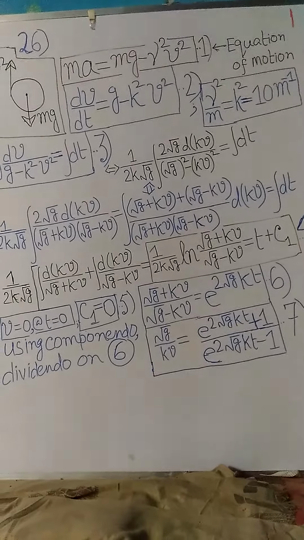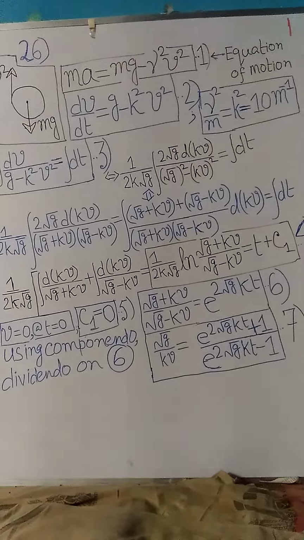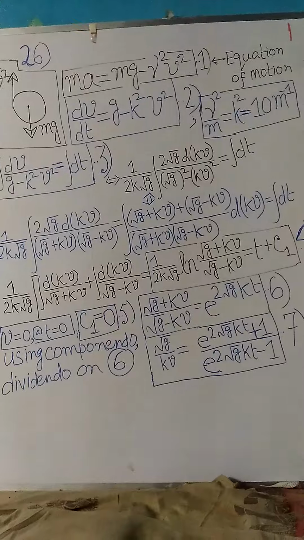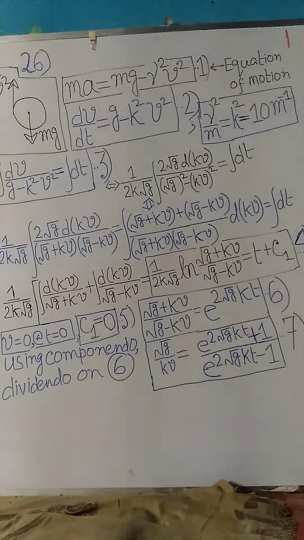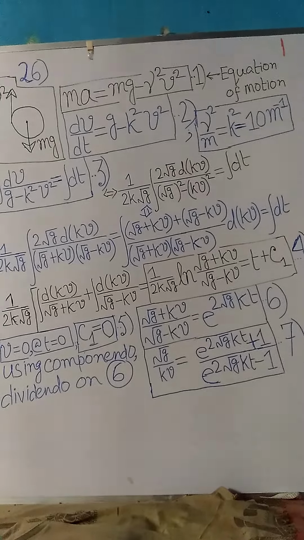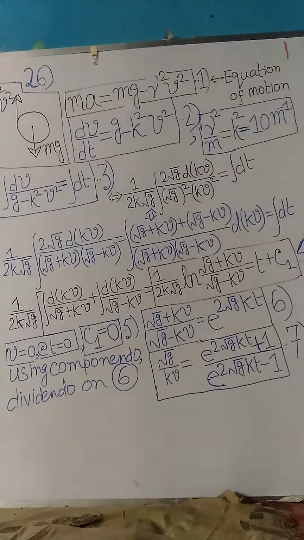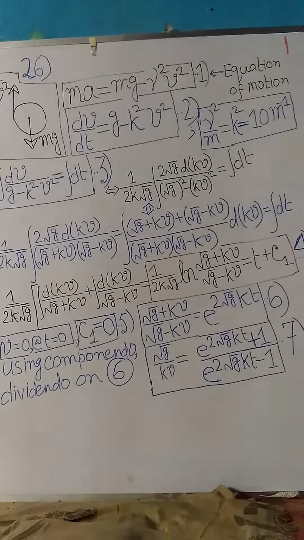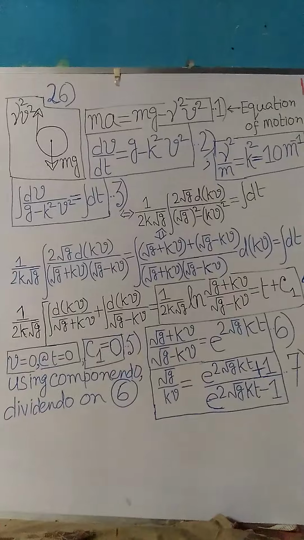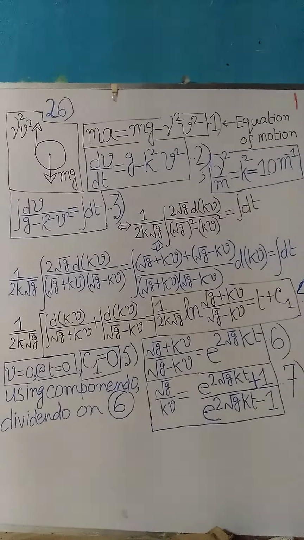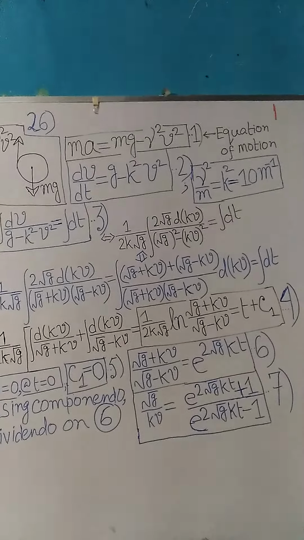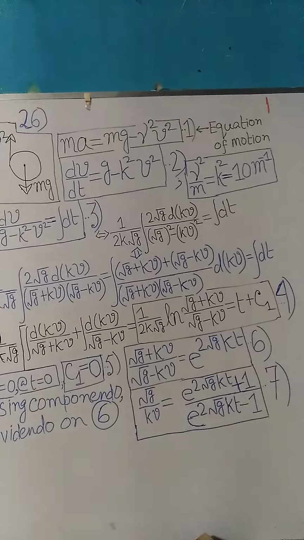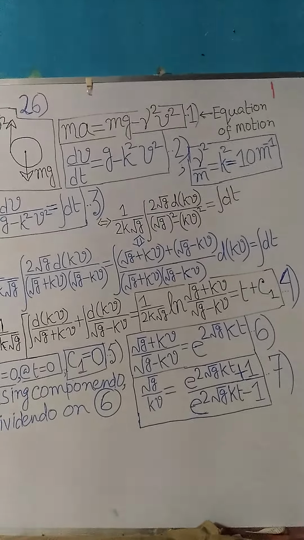Anyway, moving ahead with the solution, the free body diagram of the ball is drawn on the top left corner of the board, where its weight mg acts downward and the viscous drag force gamma square v square acts upward tangentially.